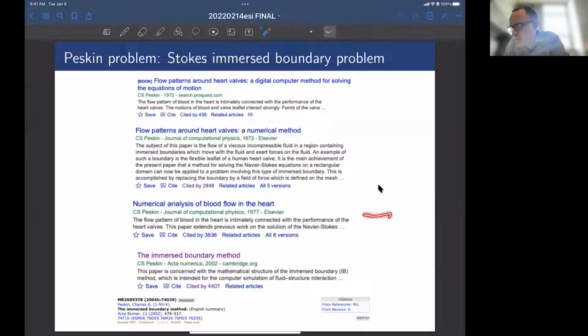And this is a later paper about numerical analysis of blood flow in the heart. And this is a more recent paper summarizing the immersed boundary method. Rather than just try to convince you that this is widely studied in the computational world, the engineering world, and the medical world too, I'll show you the number of citations. Each one of these papers is massively cited, and you can see the citations for the immersed boundary method on MathSciNet versus Google Scholar. So there's a lot of citations.